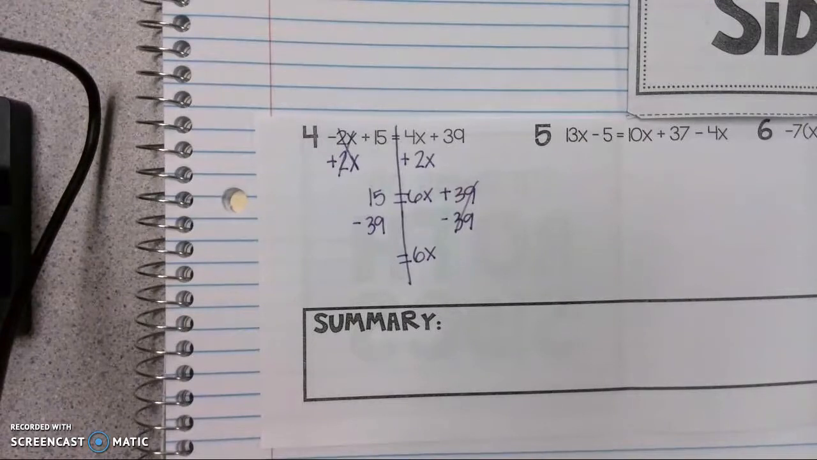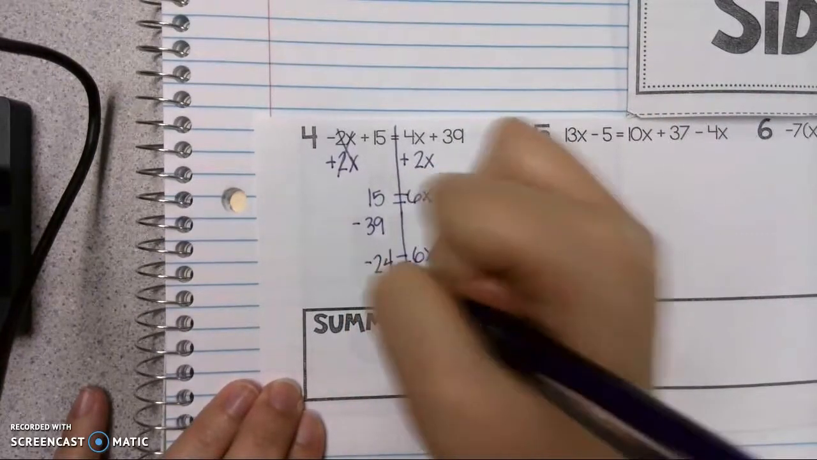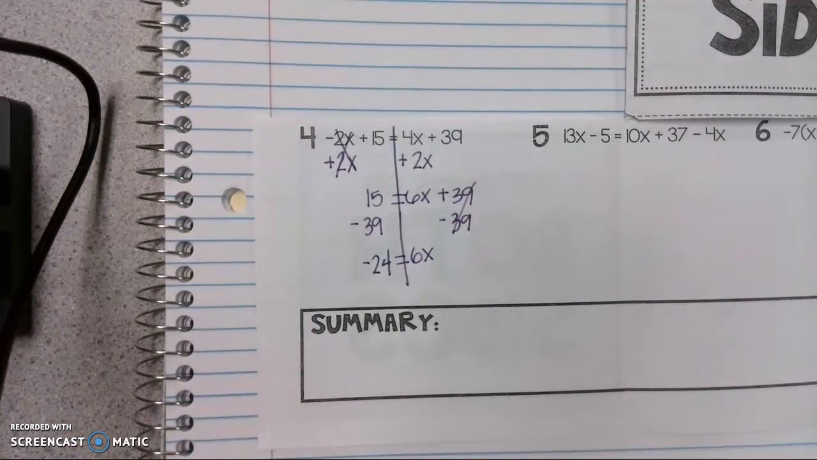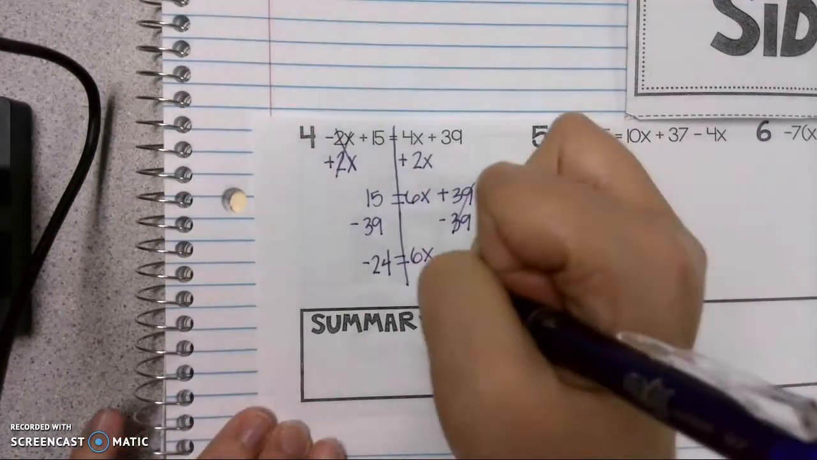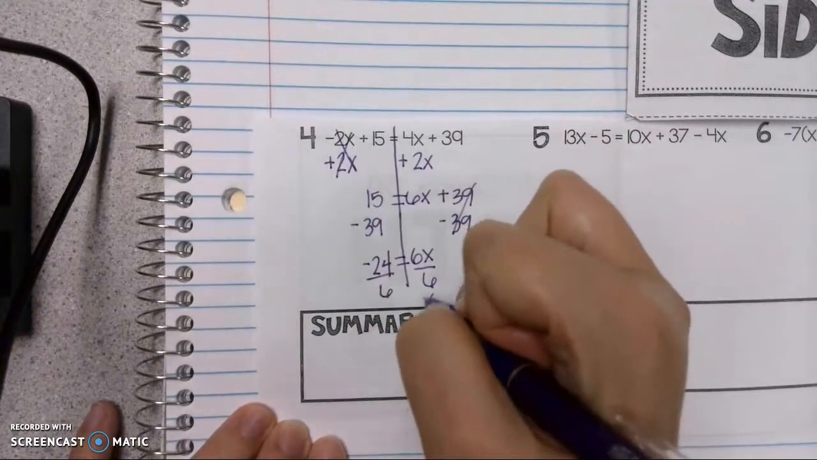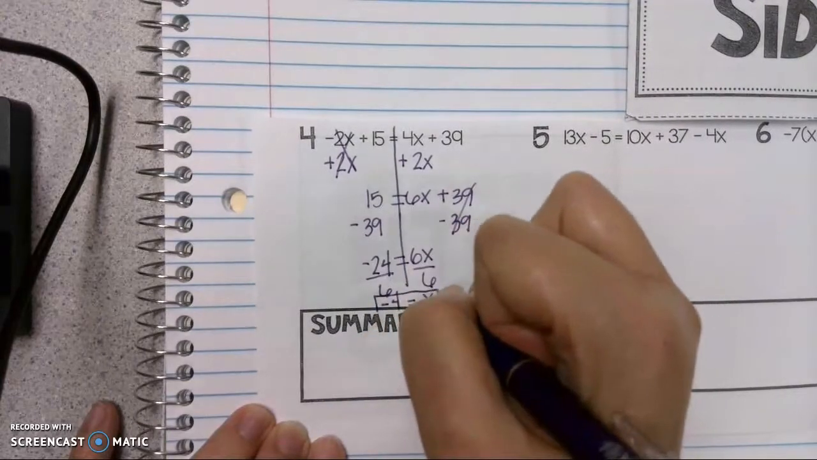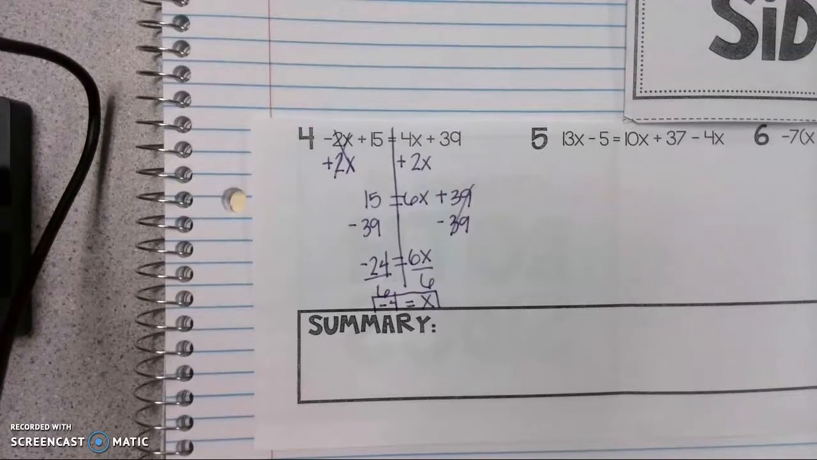15 minus 39 is 24. Negative 24. And then my last step is to divide both sides by 6. So that I find out that x is equal to a negative 4. And that is what I have to do.